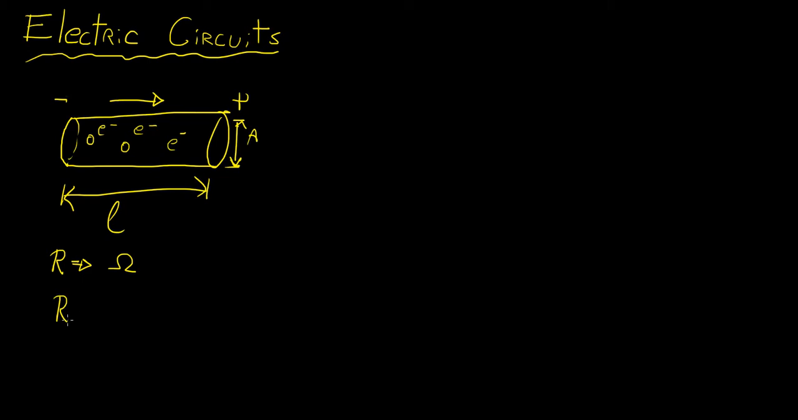Now, the resistance is related to the material properties via something called the resistivity. That's expressed by the Greek letter rho, and R equals rho times L divided by A. The resistivity, which has units of ohm-meters, is related to the material itself. It's kind of like the conductivity, and it has a single value for every material that you can think of.